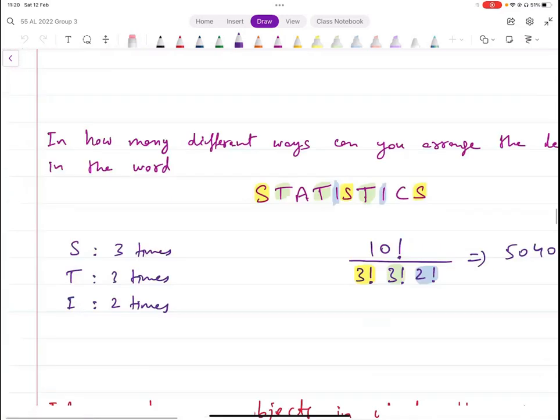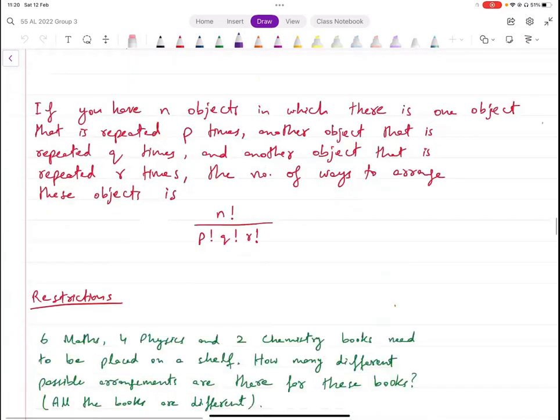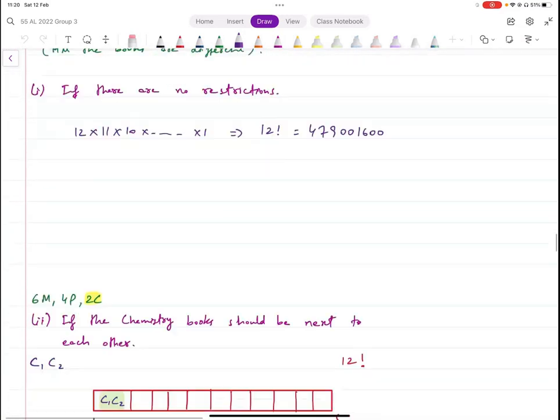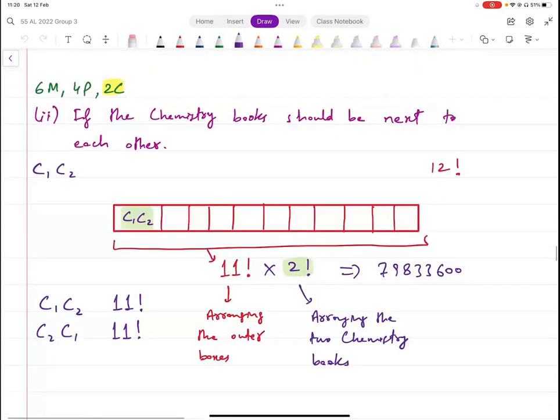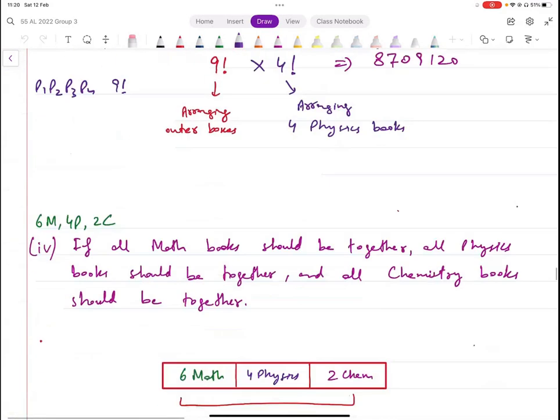We talked about that. We talked about what happens if you have some sort of restrictions, like you want some objects to be together. Right? They have to be together, they can't be separated. What do you do in that case? We talked about that. Right? Usme arrangements kaise aap karte hain.